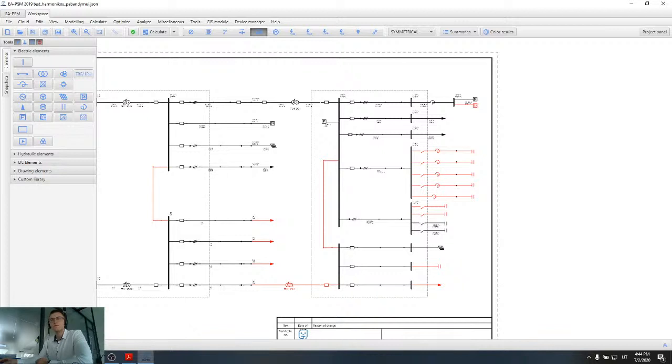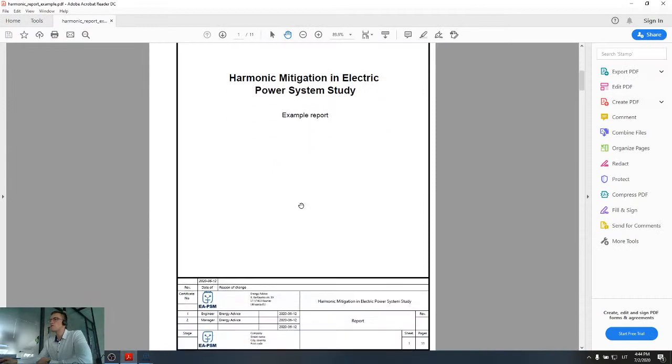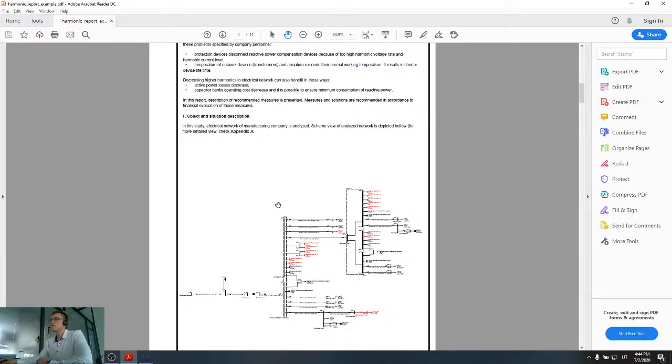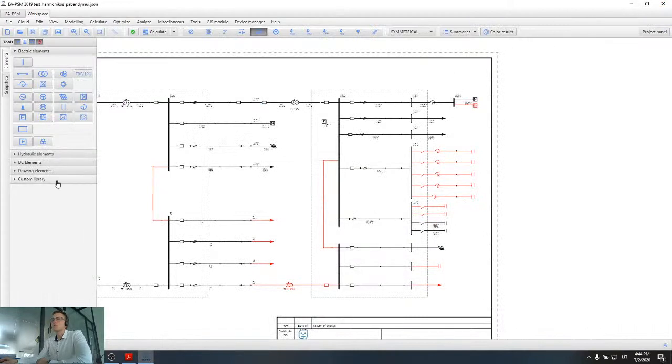The question by Kumar was, do we have a document format for harmonics calculations, and are there any case studies? I think this example report will be shown on our LinkedIn site after some time, so you can follow our LinkedIn profile and we will provide this report as an example, or maybe it's already provided, I'm not sure about that.